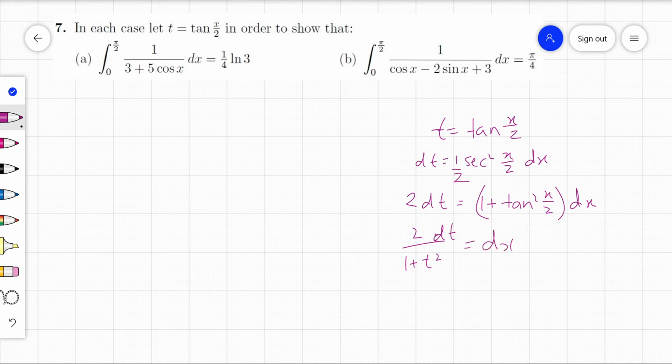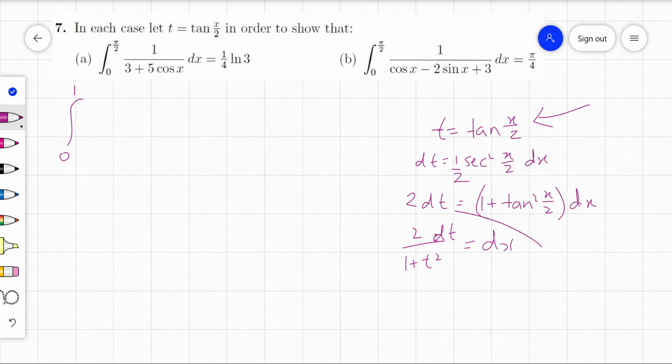So just remember that. What I like to do when I'm doing something like this is definitely change the limits. So if I put the x limits in here, I get tan of 0 on 2, which is still tan 0, which is still 0. If I put pi on 2 in there, I get pi on 4. Tan pi on 4 is 1. So 0 to 1, and the same for b as well.